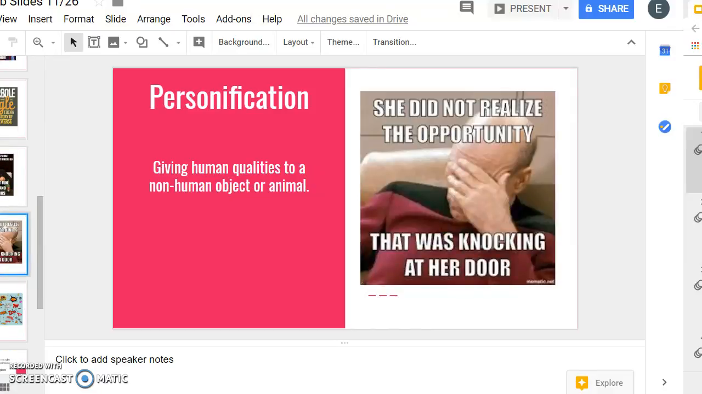Okay, personification. Personification is giving human qualities to a non-human object or animal. For example, she did not realize the opportunity that was knocking at her door. So opportunity, it's a concept. It's not a person. It can't actually knock at a door. Therefore, it's giving human qualities to an object or animal.